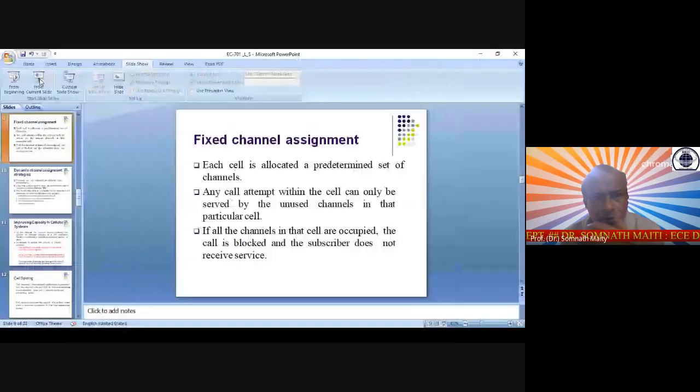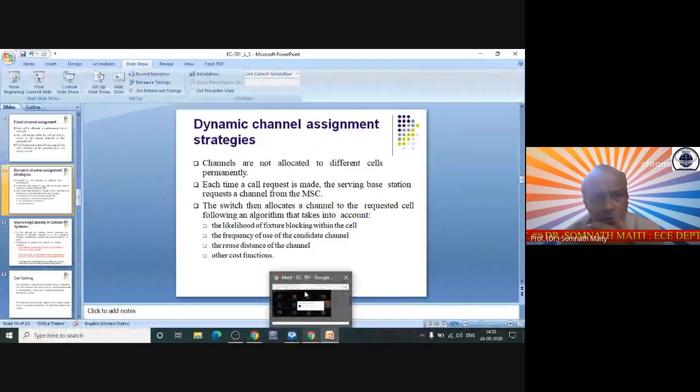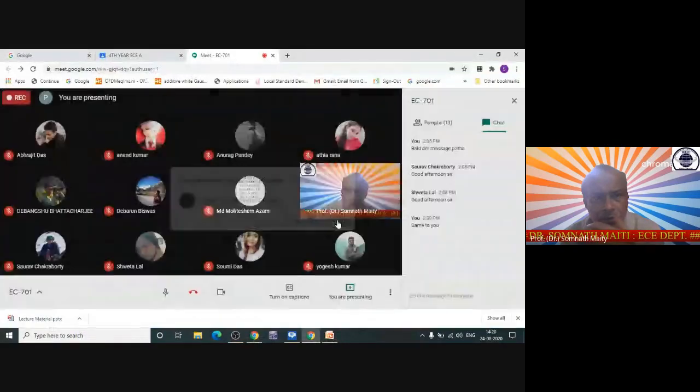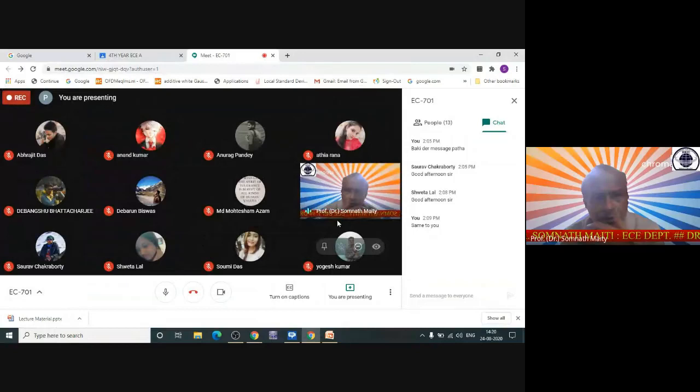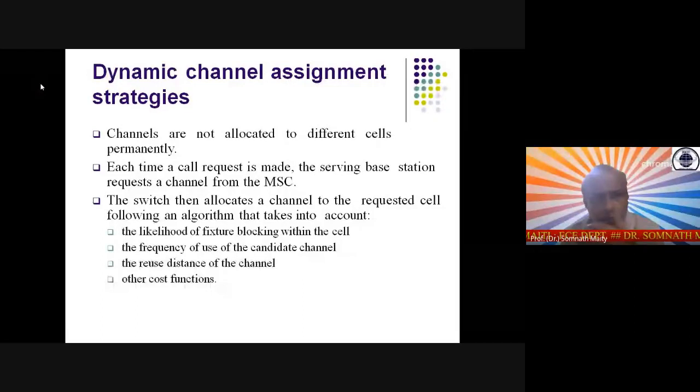So how to allocate them? A little bit of mathematics is there. It depends upon logic. Depending upon logic, different kinds of strategies or algorithms are used. So what are those? The likelihood, that is the probability of future blocking within the cell. A particular subscriber has got their own history, whether they hold a particular call for a longer period of time or shorter period of time.